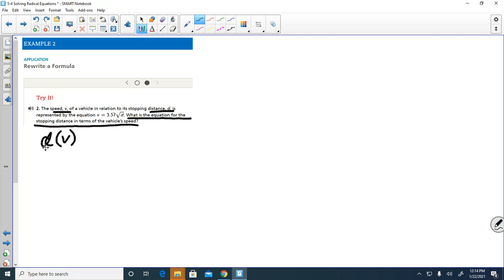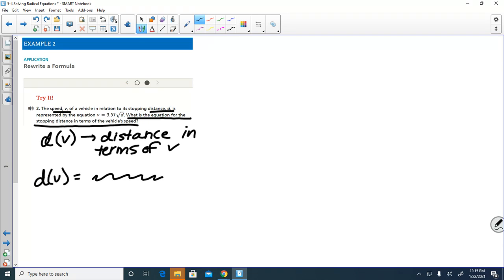So I write d with the parentheses v. You read it out loud, d of v. That means distance in terms of v. And you do see this notation quite a bit in pre-cal and in calculus, so you do want to make sure you understand what it means. Distance in terms of v. So what that means is d of v, you'll have a formula, and then a v will be in there somewhere in the formula. So the d is on the equal side, and then the v is within the formula.